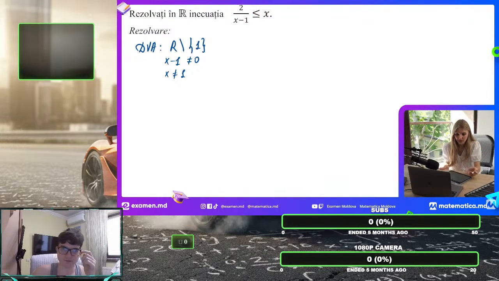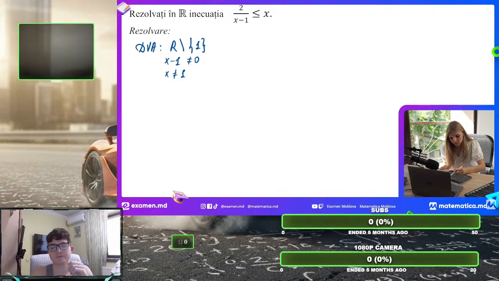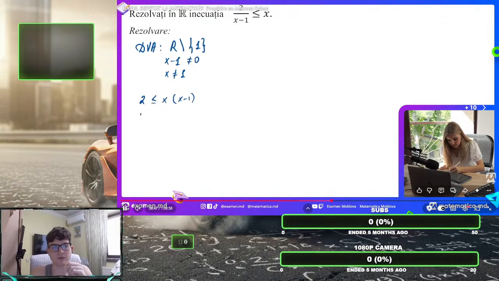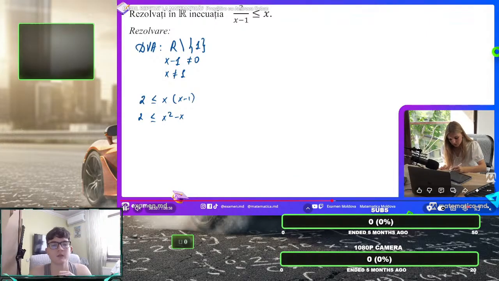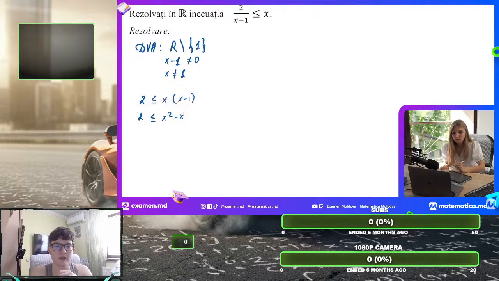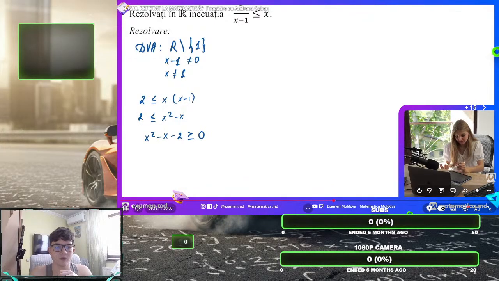Okay, so now we go over this diagonally like I proposed. We're going to have x to the second power minus x, and when we move that 2 to the right, it's going to be minus 2 right there, and all of that bigger or equal to 0. So quadratic once again, hello. And we get the values and compare to the DVA. I mean, this one's pretty straightforward, not going to lie. I have no issue with this one.